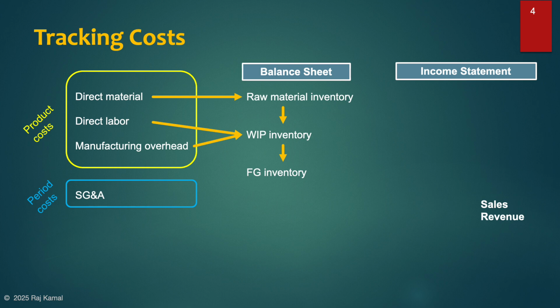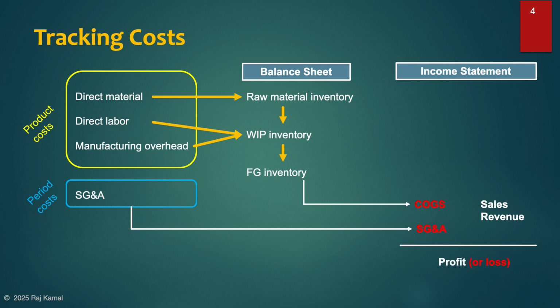finally. When items are sold, we recognize sales revenue on the income statement, and at the same time, we also have cost of goods coming in once the sales are recognized, and we also allocate these SG&A. So combined together on the income statement, you have the positive side, which is the revenue, and you have the negative side, which is cost of goods sold and SG&A. Combined together, they give you profit or loss.